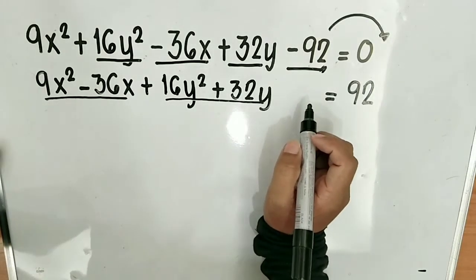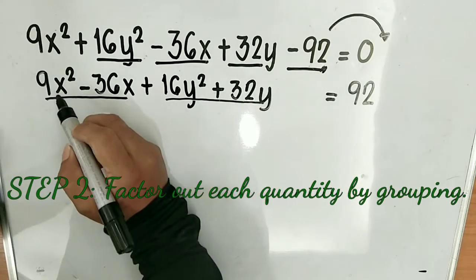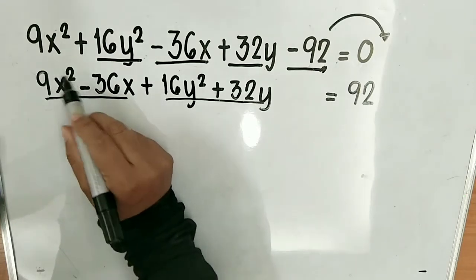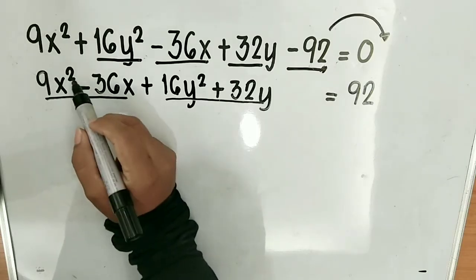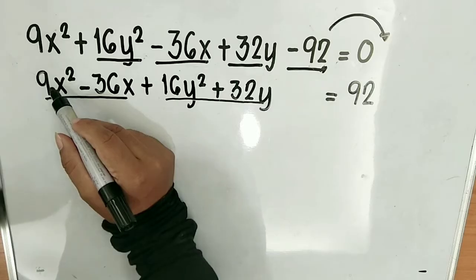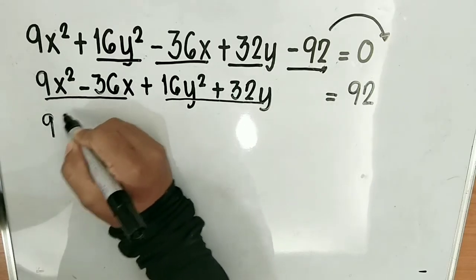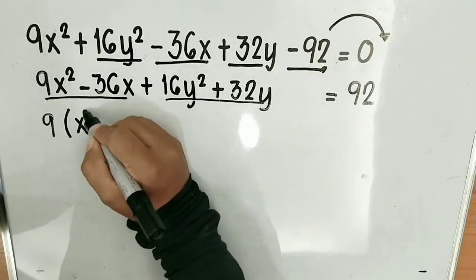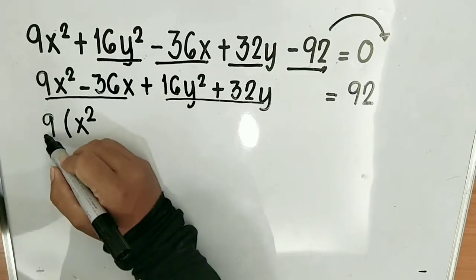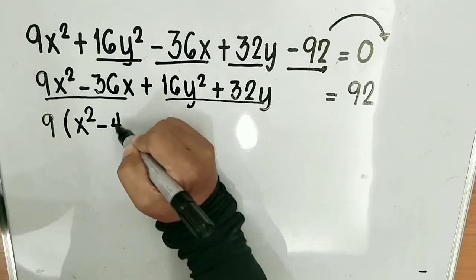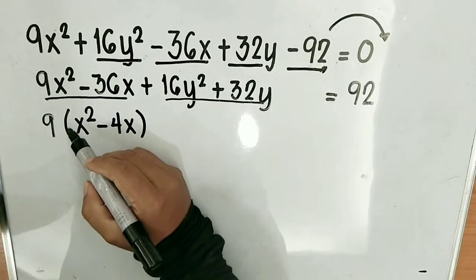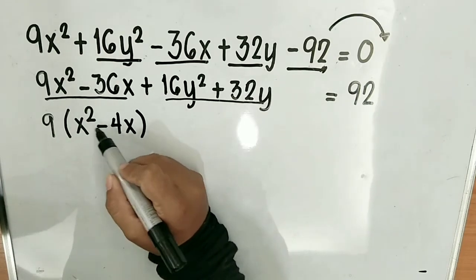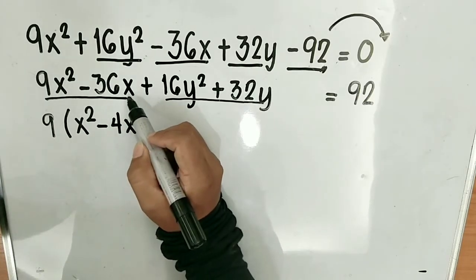So next step is we will factor out the numerical coefficient of the variable that is being squared. So in our x variable, the term that is being squared here is 9x squared. So what we will do is to factor out 9 and put it outside the parentheses. So we have 9x squared divided by 9, the remaining term will be x squared, and 36 divided by 9, we have negative 4x. So that when you multiply x squared by 9, the result will be 9x squared, and when you multiply negative 4x by 9, the result will be negative 36x.